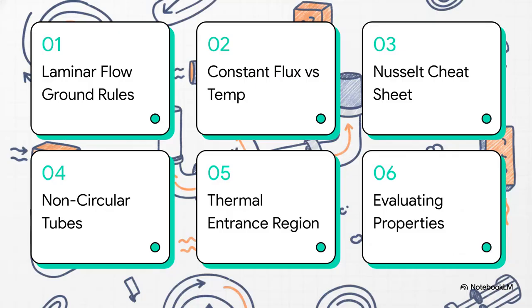Here is your step-by-step survival checklist for today. We'll be hitting 1. Laminar flow ground rules. 2. Constant flux versus surface temp. 3. The Nusselt number cheat sheet. 4. Non-circular tube geometry. 5. The thermal entrance region. And 6. Exam pitfalls involving evaluating properties.